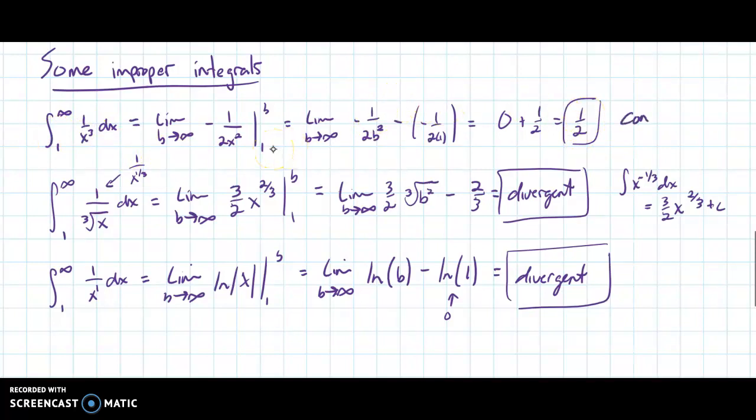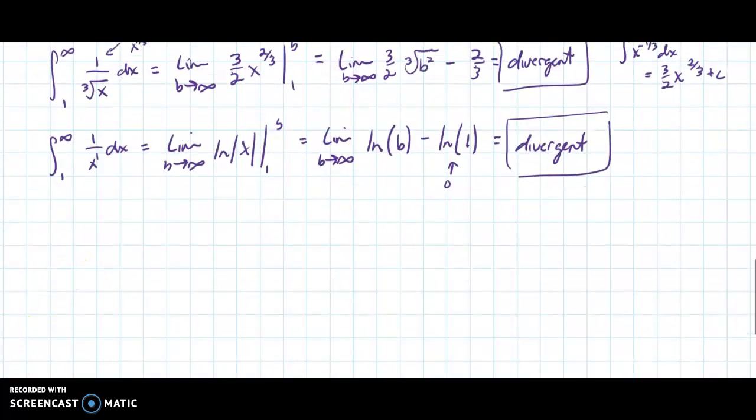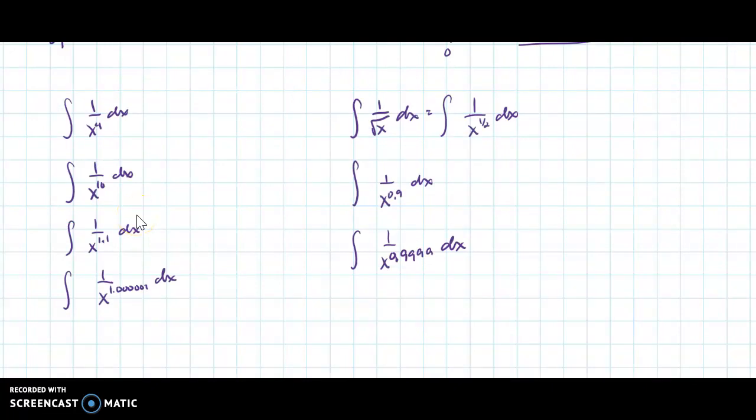Because this one converges on a half. When do these integrals converge and when do these integrals diverge? And I want you to think about what values here would converge and diverge, and it's all about power rule. So let me put some up. All right, 7 integrals here.